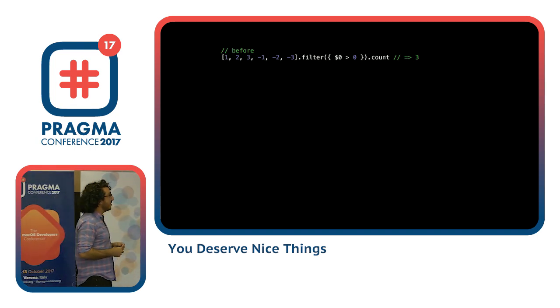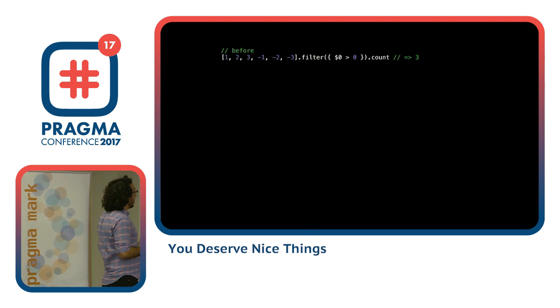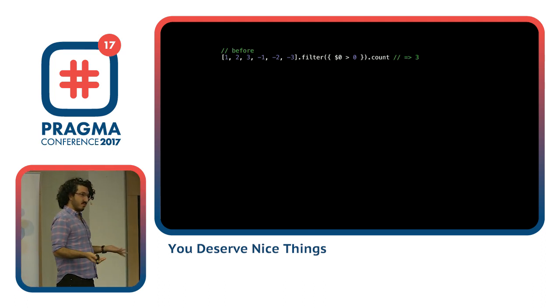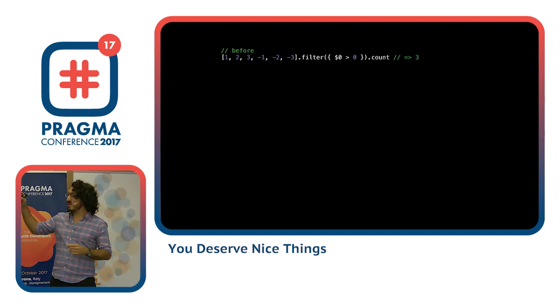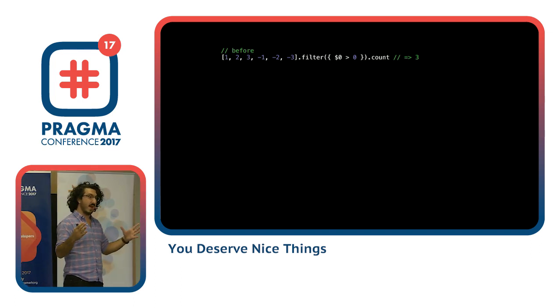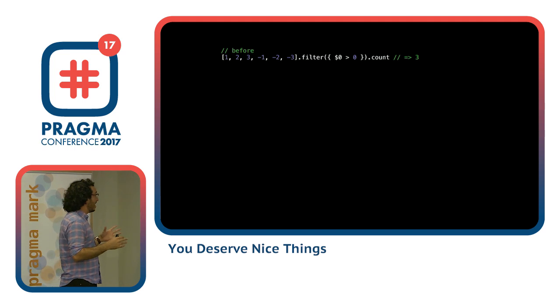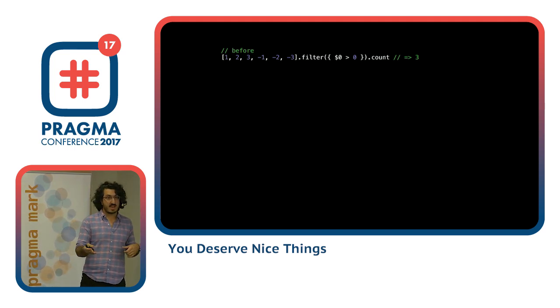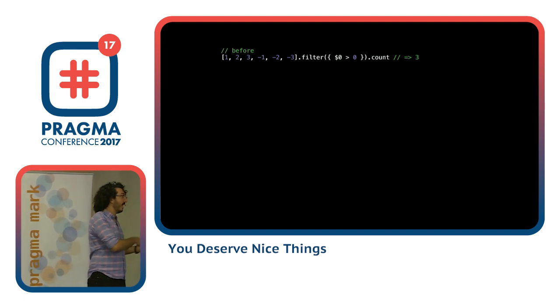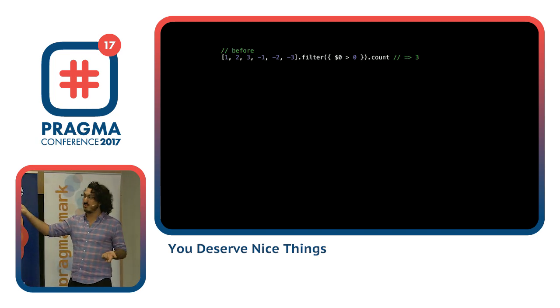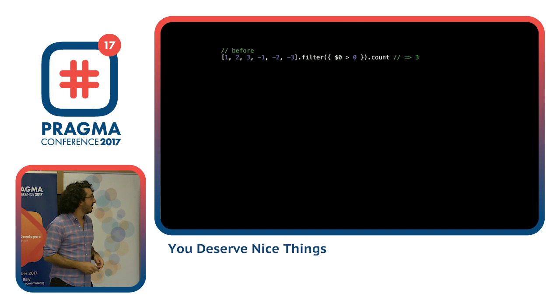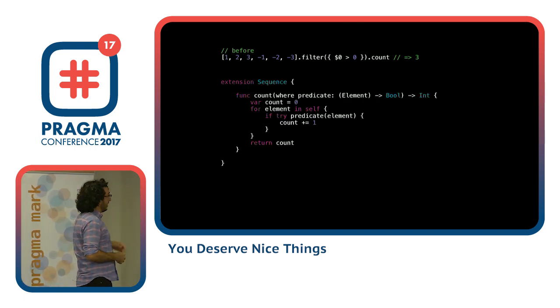I think this code is actually pretty easy to read. Filter all the elements that are greater than 0 and count them. 3. Pretty straightforward. But what's actually happening here is we're generating an intermediate array with this filter, and then calling count on it, getting that count, and then throwing the array away. Now, this is not the worst thing in the world. Most of your users never notice something like this, maybe if it's in a tight loop. But it's something that we can do better.